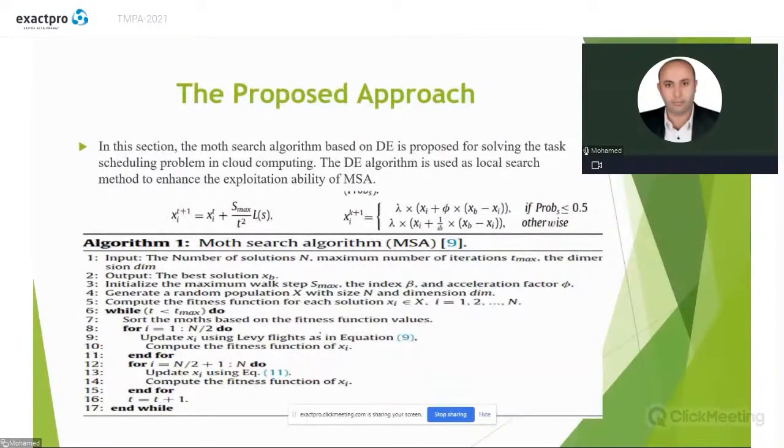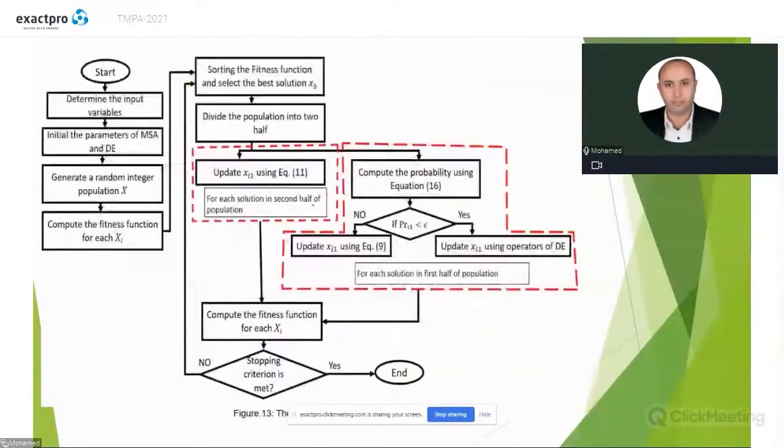In this application, we are using a different meta-heuristic technique called the moth search algorithm. This moth search algorithm depends on only two equations. One of them represents the exploration and the other represents the exploitation. As I told you before, these are the two main phases in meta-heuristic techniques. However, we are using differential evolution to improve the performance of MSA, or moth search algorithm. And this is the flow chart of our algorithm. We are using differential evolution here to improve the exploitation behavior of MSA, the moth search algorithm.